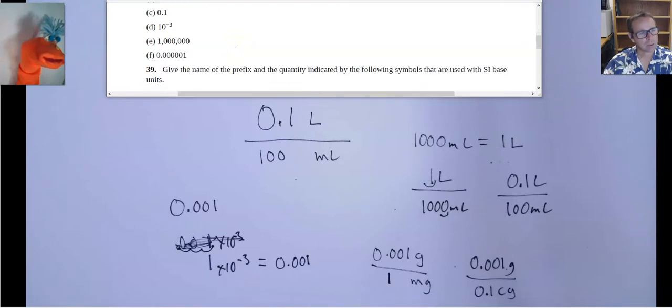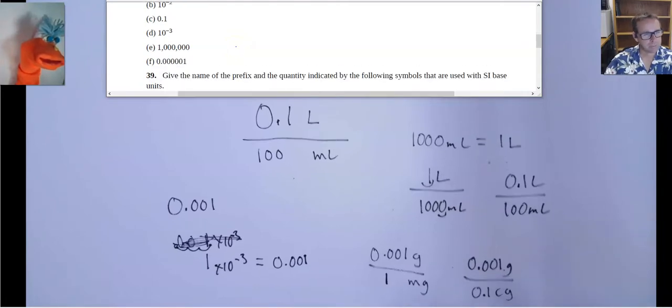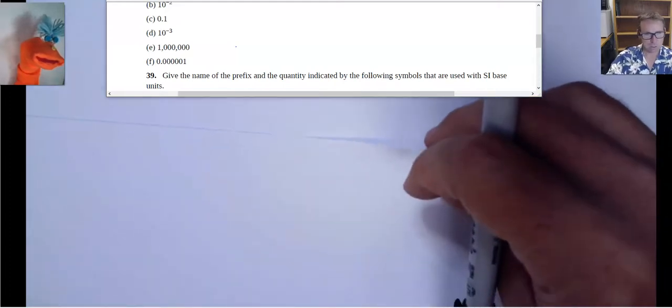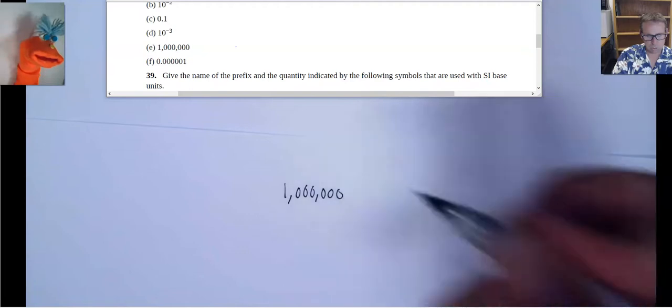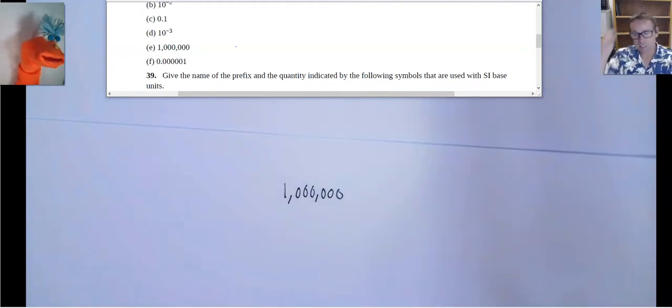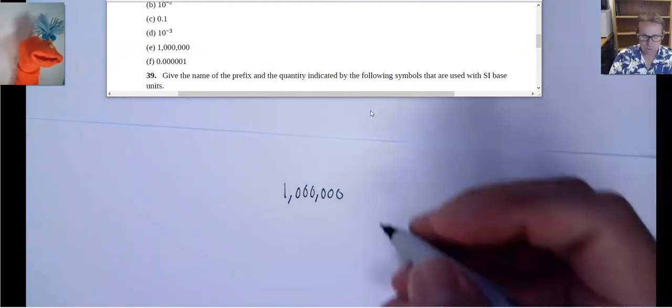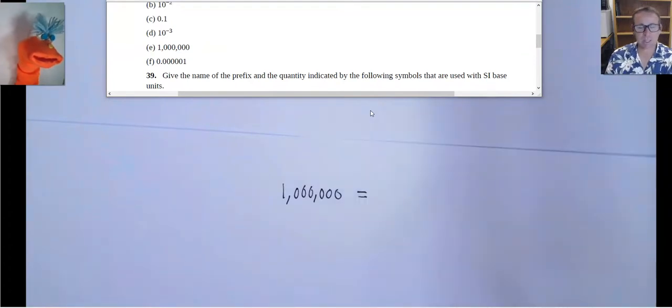Good. A couple more on 38. 1 million. All right, so we have 1 million. 1, 2, 3. 1, 2, 3. What is that in scientific notation? Can you write that in scientific notation, Fred? Yeah, I can do that.